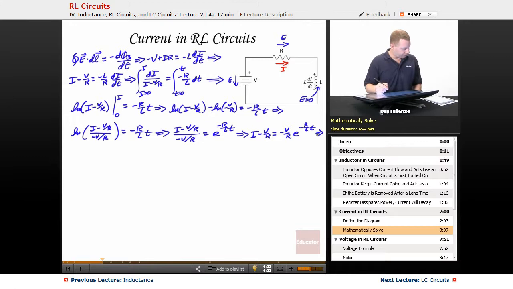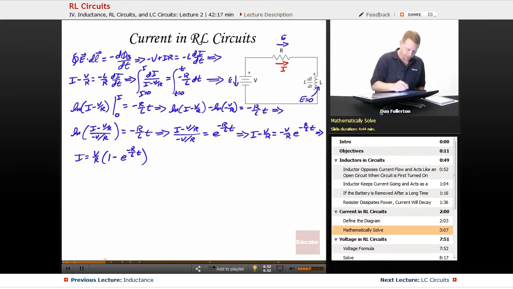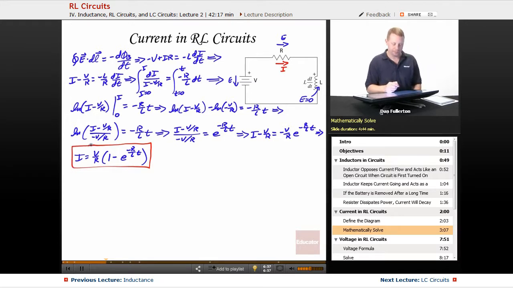Or going a step further, I equals, well, if we add that V over R to that side, we're going to get V over R, and if I factor that out of the right-hand side, it'll be 1 minus e to the minus R over L times t. I equals V over R, that current that you would get if you didn't have the inductor, times the quantity 1 minus e to the minus R over L t. So there's our current flow as a function of time.